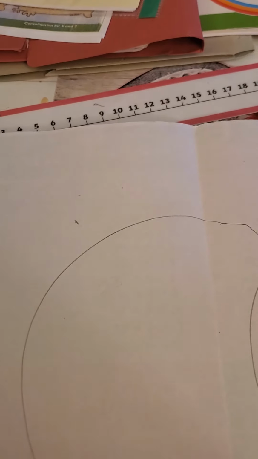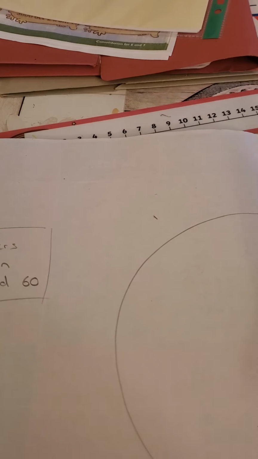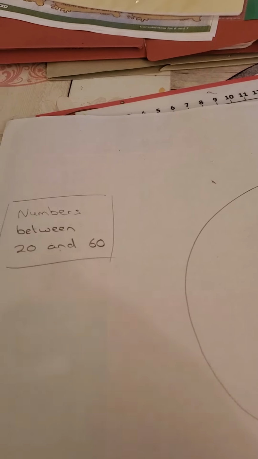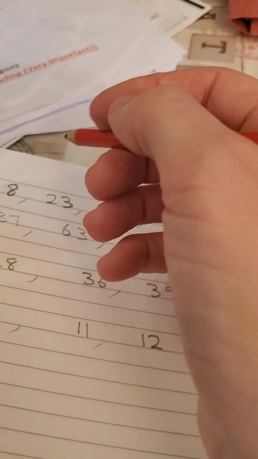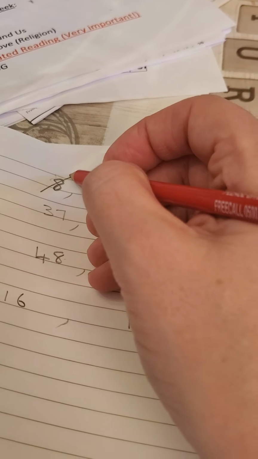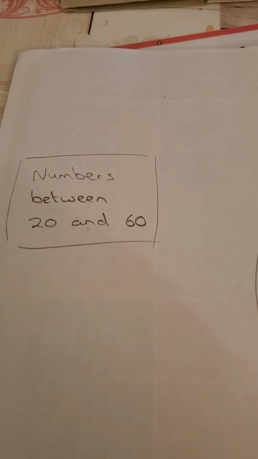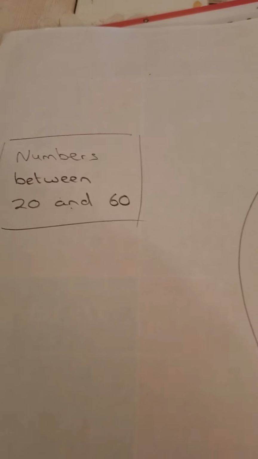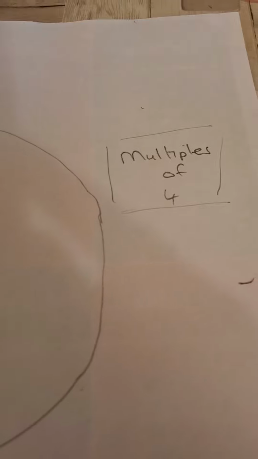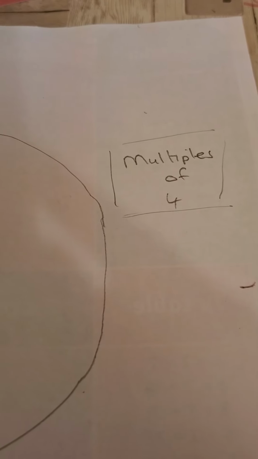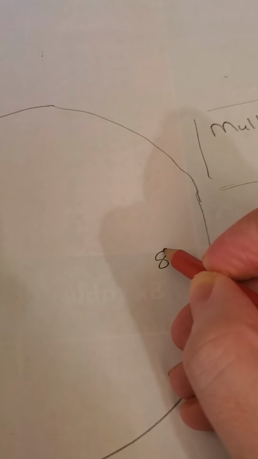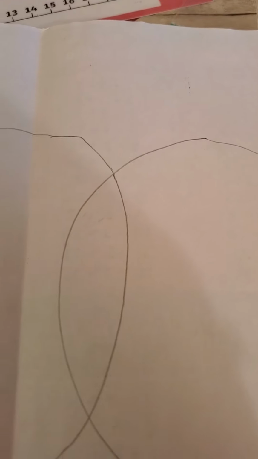Now, I have my numbers here on a separate page. It might be a good idea for you actually just to put your numbers at the top, and then you can cross them off as you put them into the Venn diagram. So, let's look at the first one, number 8. So I'll cross it out so that I know I've used it. 8. Is 8 between 20 and 60? No. Is it a multiple of 4? 2 4s are 8. Yes, it definitely is. So it goes in here. It can't go in the middle because it's not bigger than 20. Okay. Let's look at our next one then.